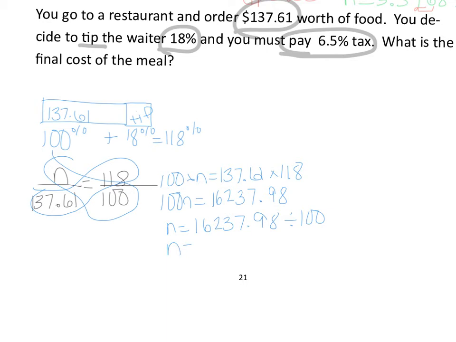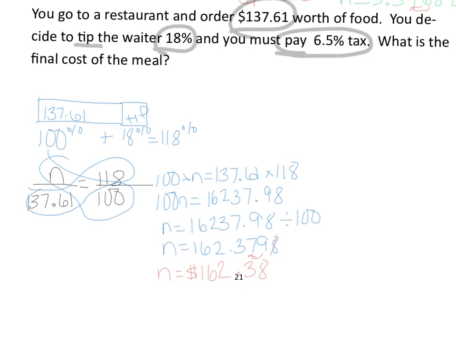And we get a decimal that makes us round. So we don't care about the 8. We want to know what's the 9 going to do to the 7. 9 is going to make the 7 round up. So we get $162.38 with the tip.